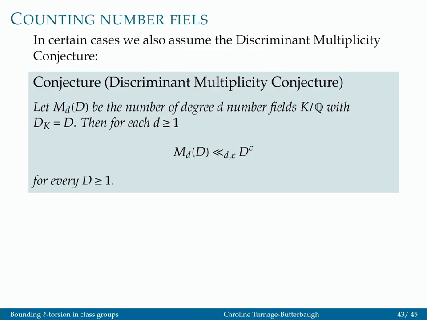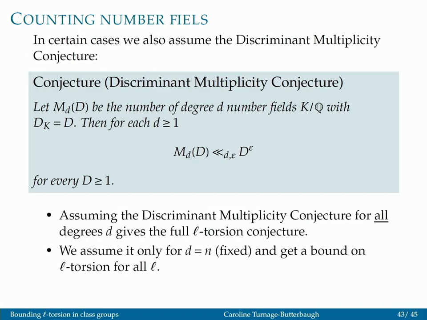Okay, so in certain cases as well, in order to control this propagation of bad fields, we might have to assume something of the following form, which is referred to as the discriminant multiplicity conjecture. And that's that the number of degree d number fields with a given fixed discriminant is at most d to the epsilon. In fact, we can assume something a little bit weaker than this, but then we're getting more technical.